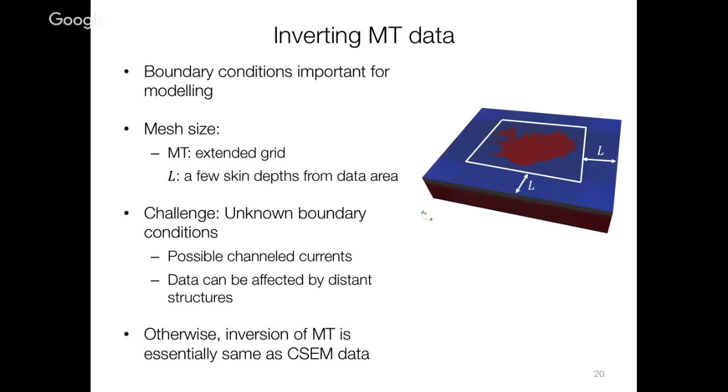When we invert the data, again, things are pretty much the same as we've been doing for the control source. The challenge here is that we really don't know the boundary conditions. Depending upon, maybe you've got some great big conductor that's channeling current in, or you've got some ocean that's far away, that could cause challenges with respect to the boundary conditions. But at the end of the day, the things that are done are pretty much the same as what we've done for all the control source.